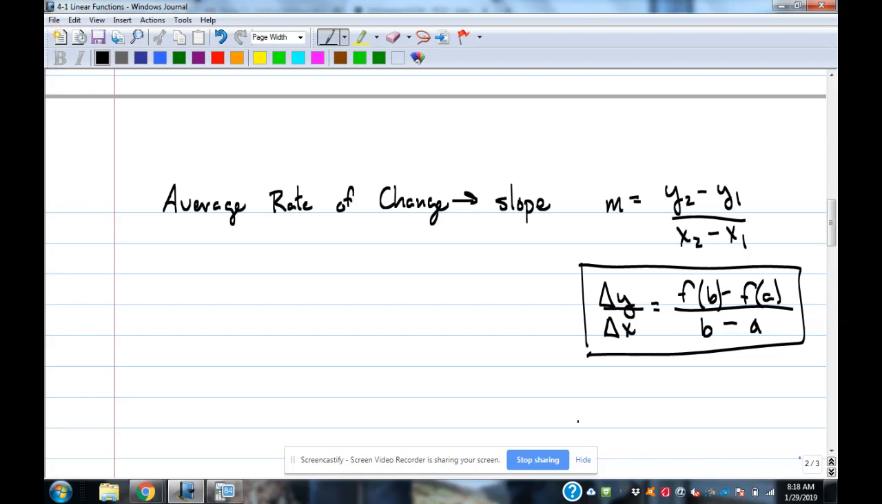Now, if it's linear, then the slope is going to be the same between all the ordered pairs. So if you pick 2 ordered pairs that are real close together, the slope is going to be the same as if you pick one down here and one up here. So when we talk about the average rate of change, it doesn't matter which 2 ordered pairs we pick if they came from a linear function.